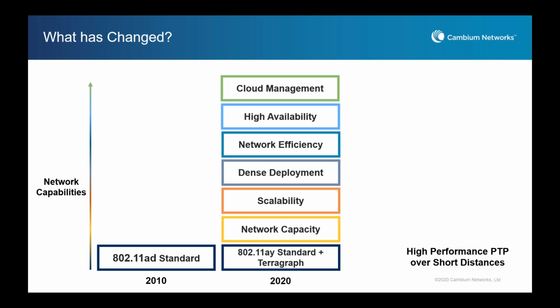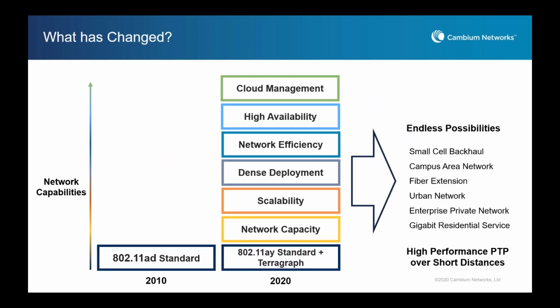Dense deployments. This is one of the big differences. Synchronized TDD frames. Those people that have deployed 5 gigahertz networks know just how important synchronizing your TDD frame is, allowing more units to work together. The single channel reuse and adaptive transmit power control, all these things allow that dense deployment, rather than your typical pre-11ay or 11ad standard products.